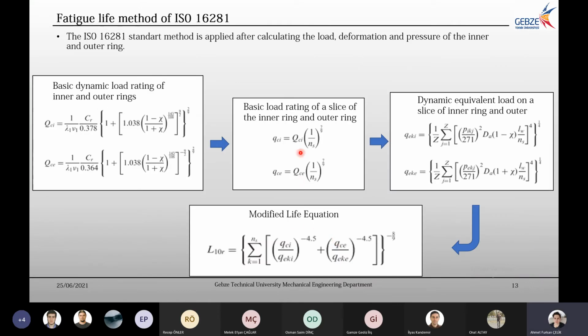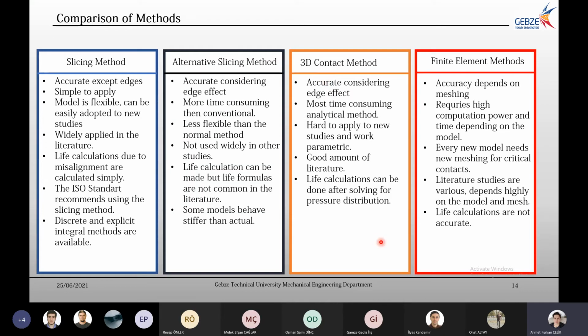So this is the method I will be using. This is the ISO standard for calculating bearing life, roller life, and I will be talking deeply about these equations as well. So I made a comparison of methods. I've actually presented this in my first term presentation as well.